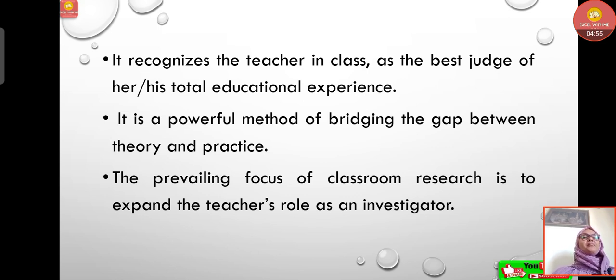It is a powerful method of bridging the gap between theory and practice. Very well said. Just saying and understanding the things is not enough. Those things have to be put into practice. Then only effective teaching learning can occur. The prevailing focus of classroom research is to expand the teacher's role as an investigator, obviously.